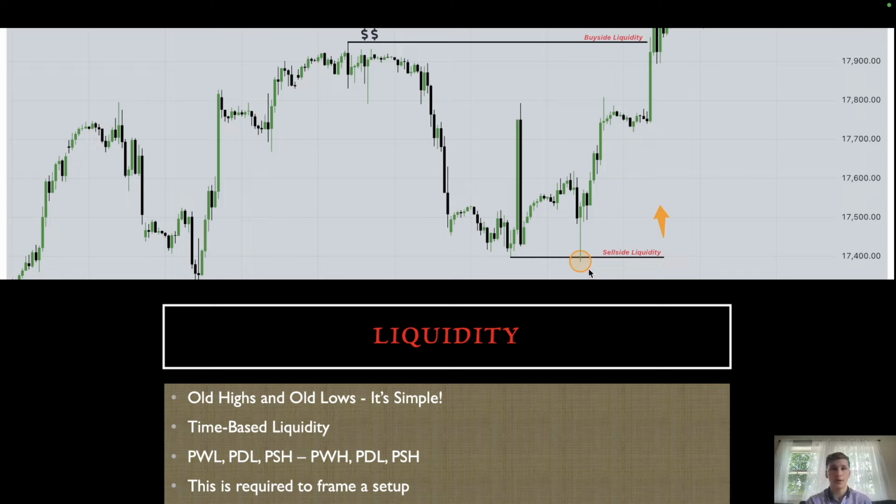If you don't know where liquidity is, if you don't know how to identify it, you have no setup. You have no framework, you're gambling. You need to know where the liquidity is, or else you will be hunted as that liquidity and wonder why you keep getting stopped out.